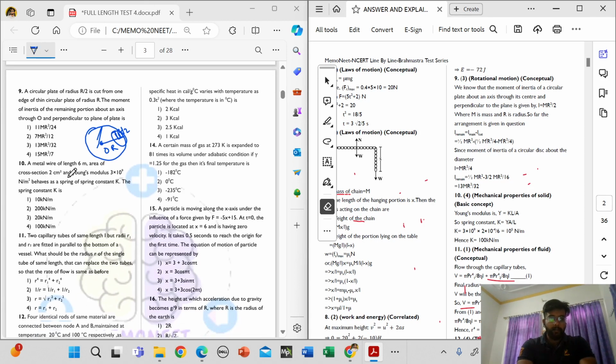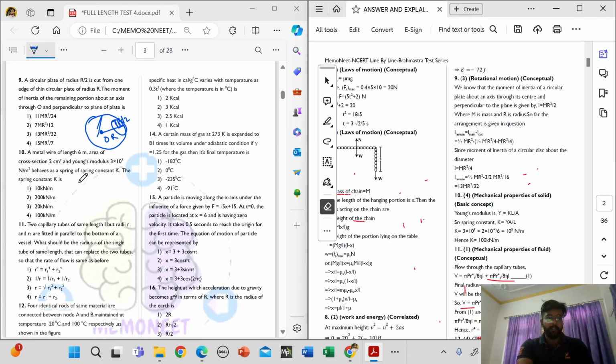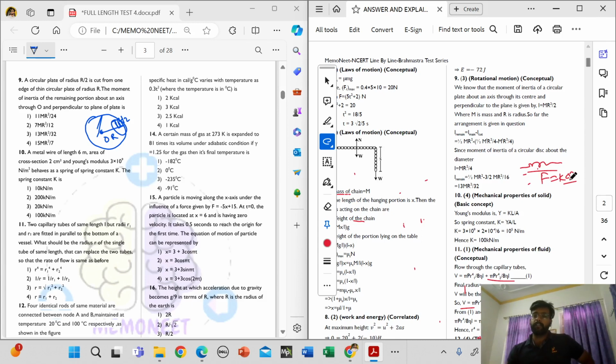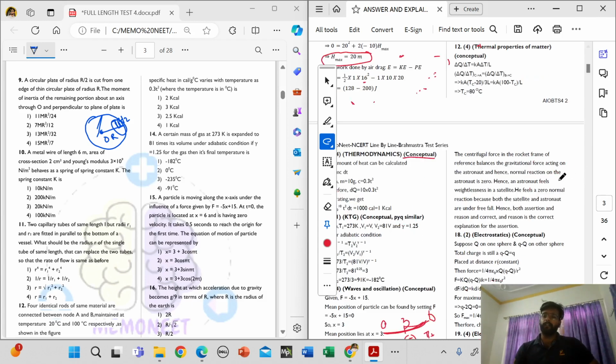Next is the 10th question. A metal wire of length L, area of cross section A and Young modulus Y behaves as a spring of spring constant K. It is given that there is a metal wire with Young modulus, and it behaves like a spring. So find the value of the spring constant. We know that for the spring, F is equal to Kx, where x is the elongation in the spring.